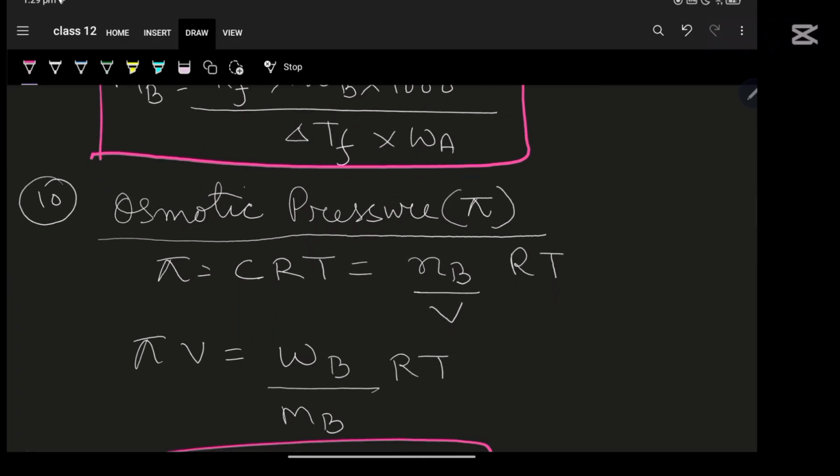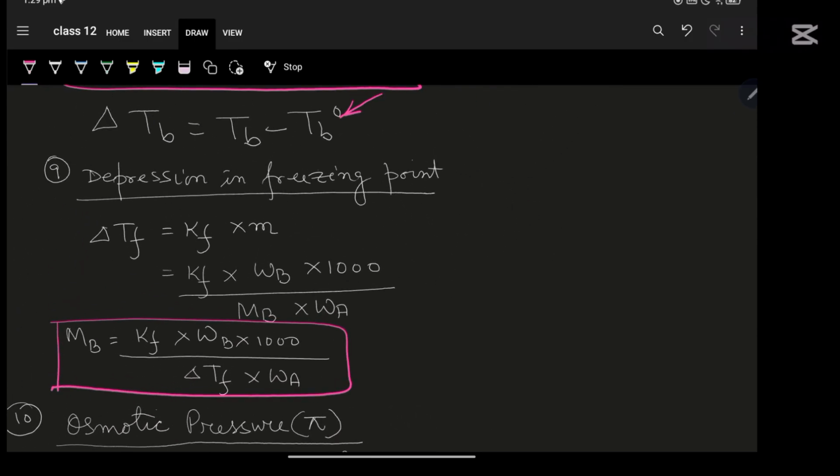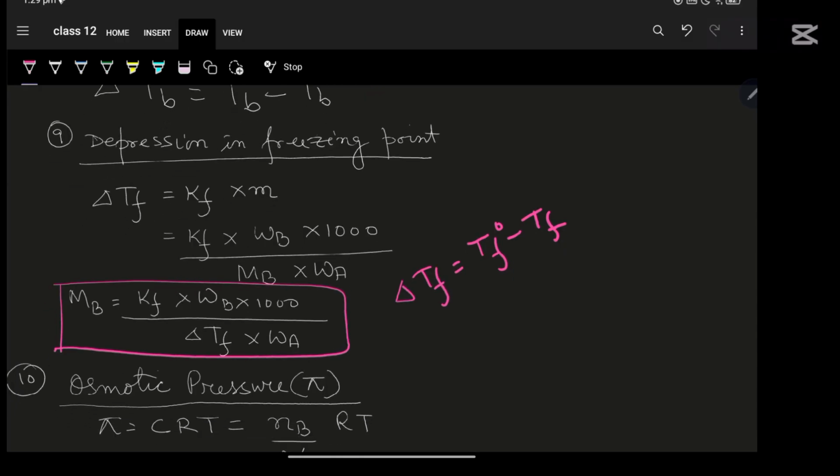Now here always remember that it was elevation in boiling point, and so delta TB was TB minus TB naught, but delta TF will be depression, so TF naught minus TF. This is the depression in freezing point.